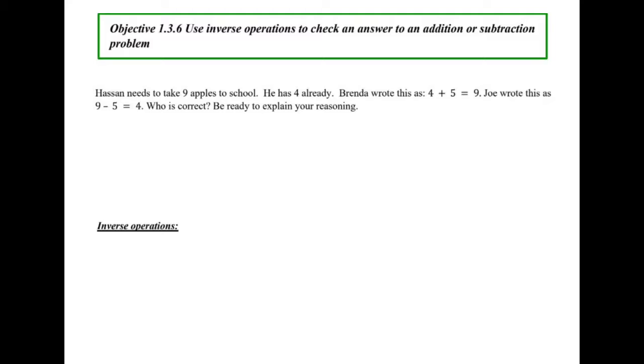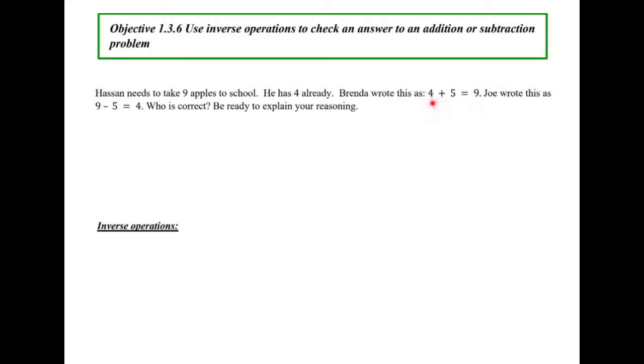Hassan needs to take 9 apples to school. He has 4 already. Brenda wrote this as 4 plus 5 equals 9. Joe wrote it as 9 minus 5 equals 4. So who is correct? Let's take a look at it.